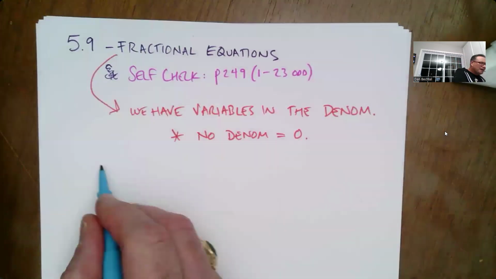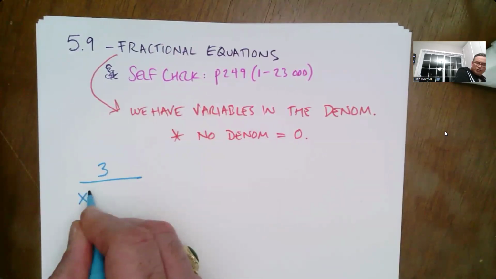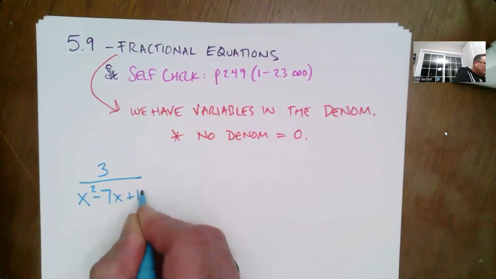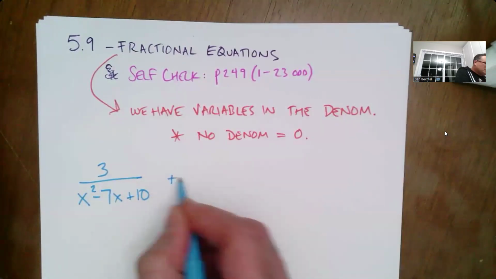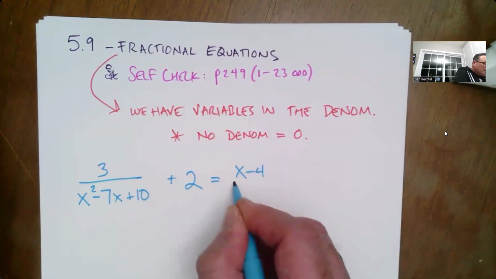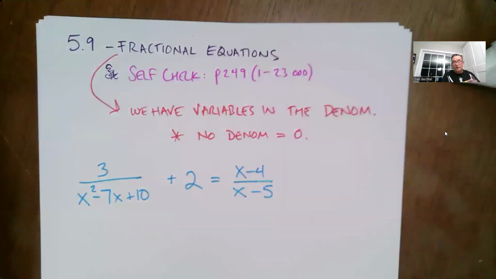A really quick example of something like this would be if I start off with 3 over x squared minus 7x plus 10, plus 2, is equal to x minus 4 over x minus 5. Taking a look at something like this, there's a lot of craziness there, right? It's a lot of the same things that we have done over the course of the entire chapter, dealing with simplifying things and putting things together.